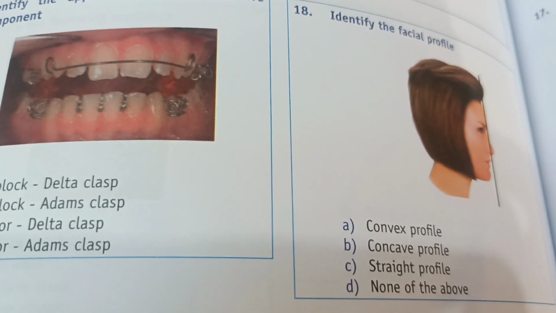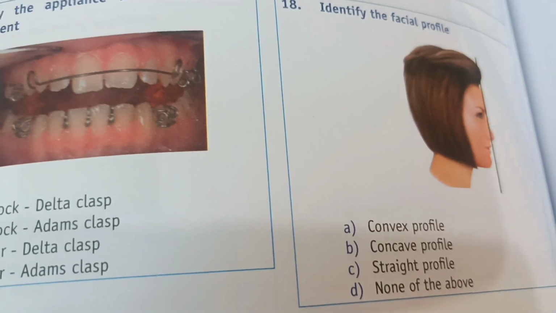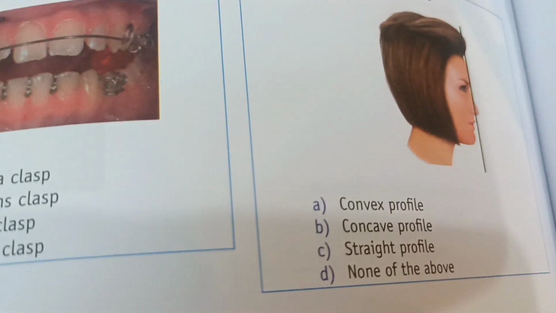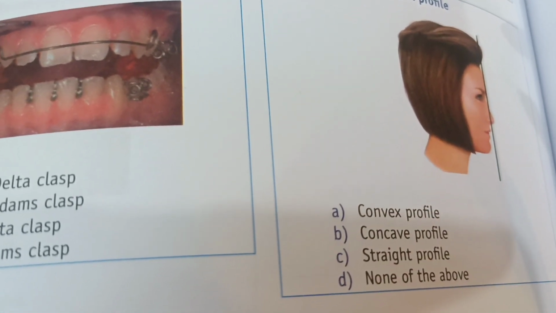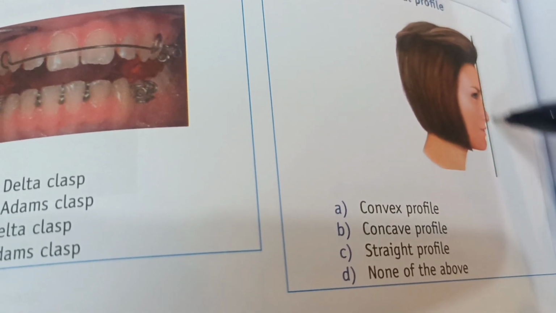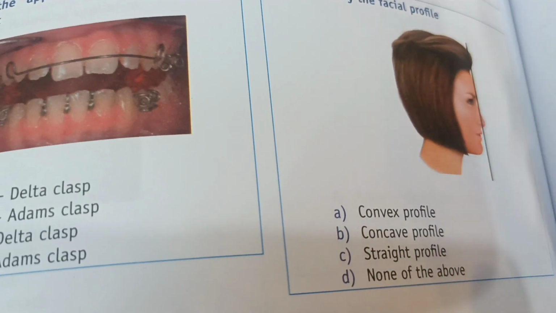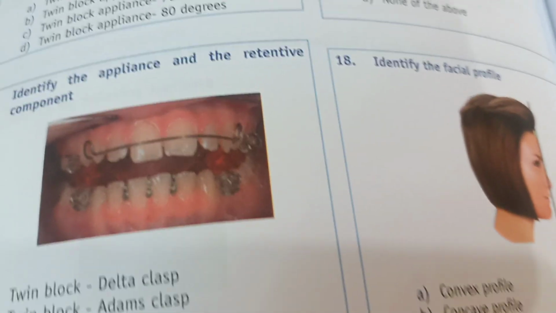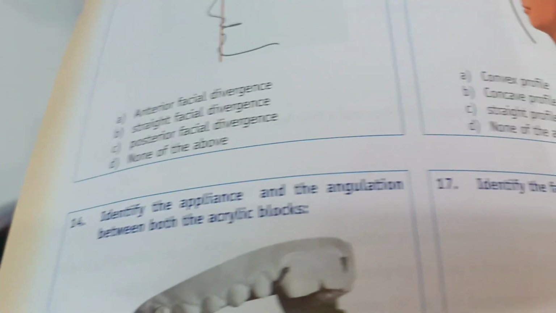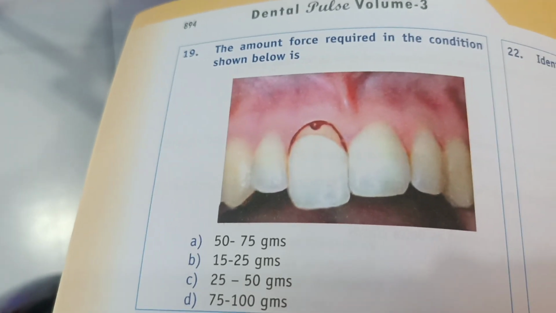Identify the facial profile. Again I think you already know the answer. Here the options are convex profile, concave profile, straight, and none of the above. It's going straight, so I don't think I need to explain here. It's a straight profile. These three kinds of profile are very important in orthodontics. So remember, guys. Now come to the next question.